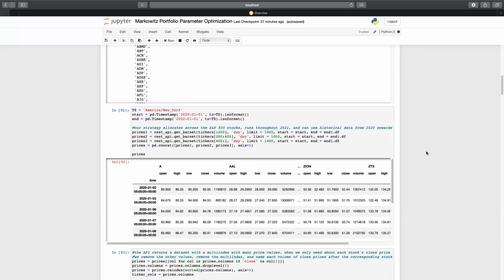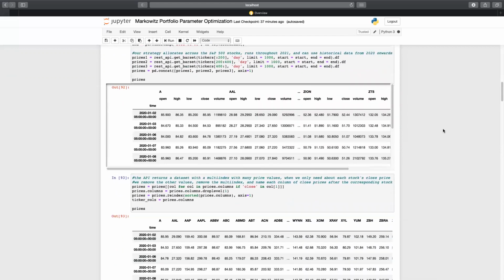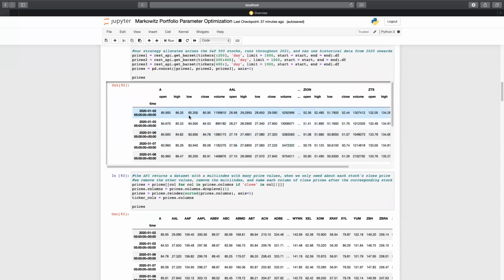In particular, we're going to be testing out our strategy on the 2021 year, so from January 1st, 2021 to December 31st, 2021. This is me loading in data. Here I'm reformatting things to only look at the close prices, which we'll be using in our analysis.